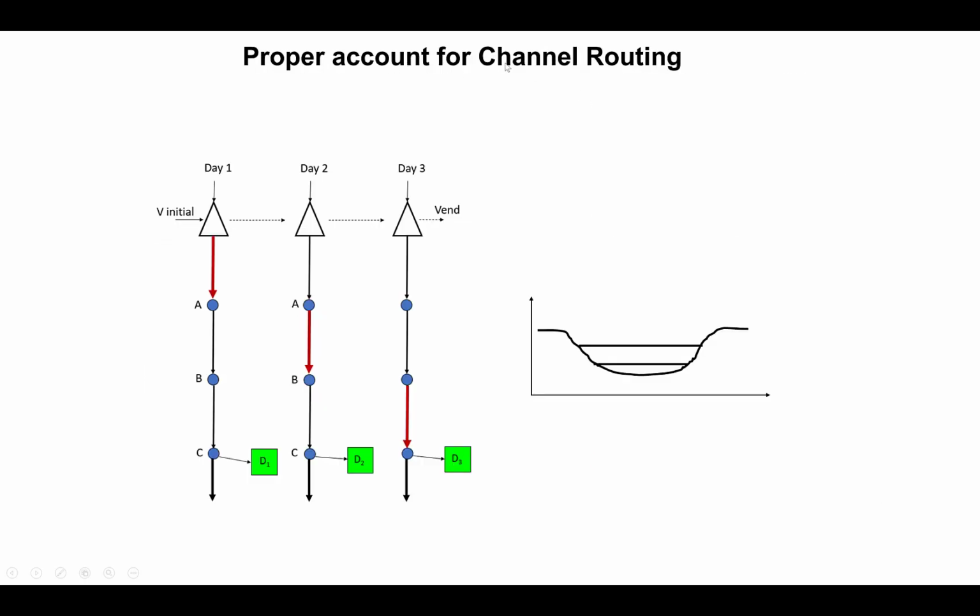A proper account for channel routing requires therefore both proper timing and proper amount, and the purpose of the model is to determine both the proper timing of the release and proper amount to be released. We also know that some of the releases are going to have to be required to fill the channel storage in order to allow the increase of flows through the channel. This is part of the river mechanics that has to be addressed properly by the model.